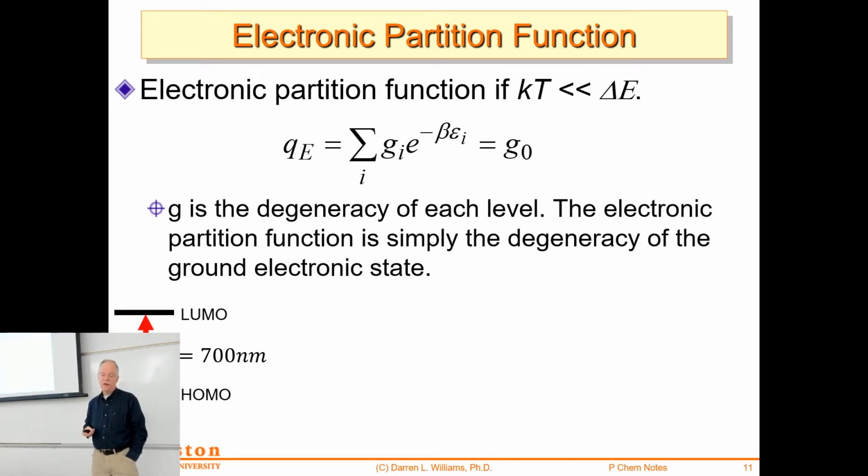Now, why would it not be excited at room temperature? Well, think about this. In the visible region, a really low HOMO-LUMO gap would be a wavelength difference of 700 nanometers. You know, there'd be an absorption down in the red. Most of our organic molecules absorb in the UV because they're colorless. They don't show any color visibly.